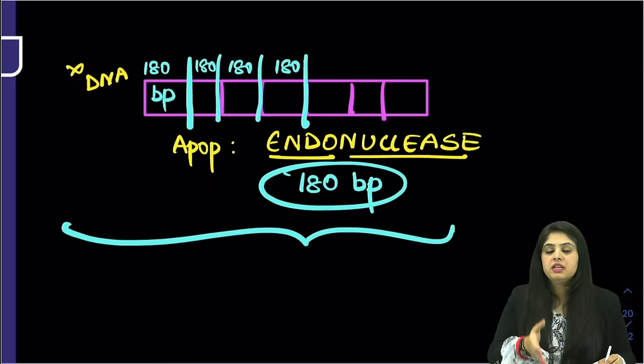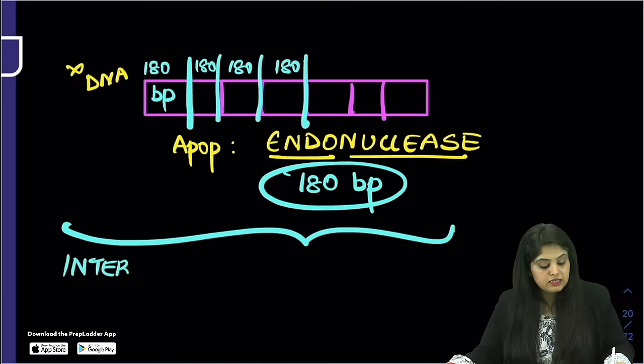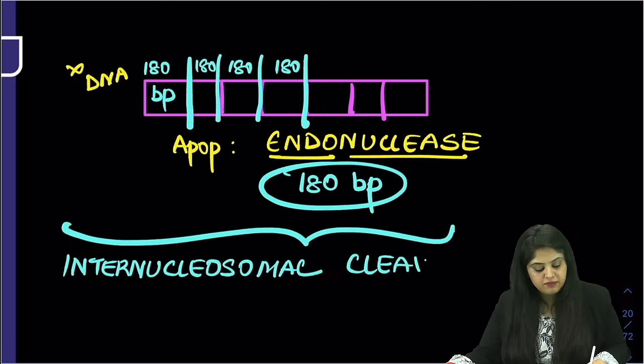Such a simple thing has been given such a complicated name: internucleosomal cleavage. Internucleosomal cleavage. So that's the beauty of pathology. To a very simple thing, they'll give a really fancy complicated name.